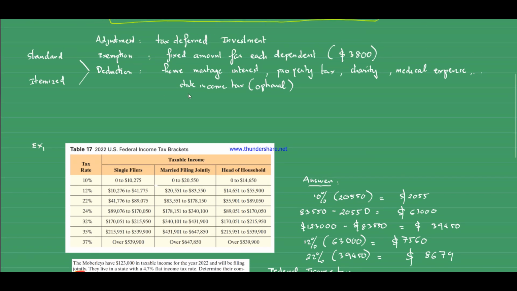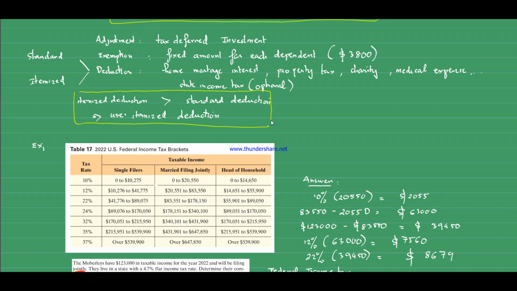All right. So the rule is, if the itemized deduction is greater than the standard deduction, then we have to use the itemized deduction. Okay, so this is a very important rule I forgot to mention.